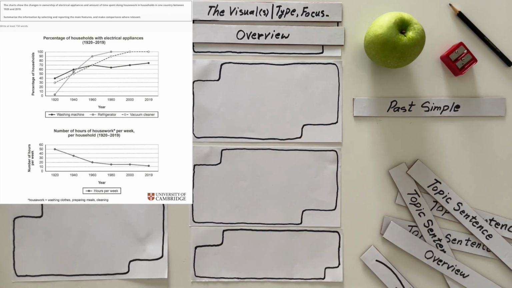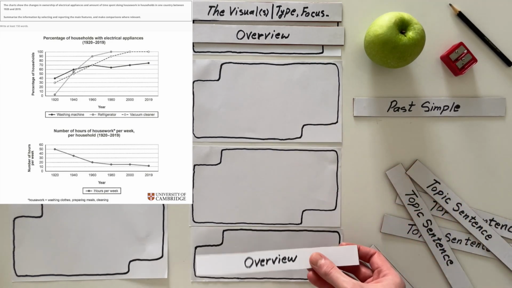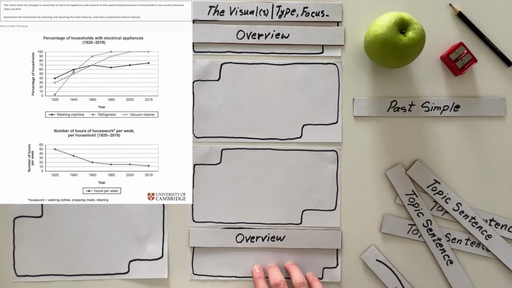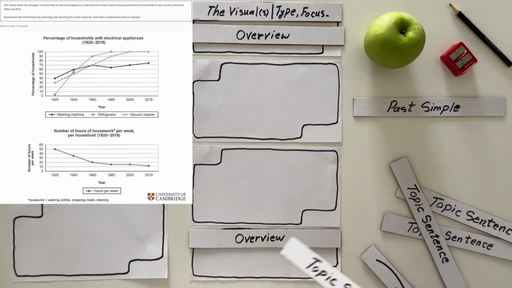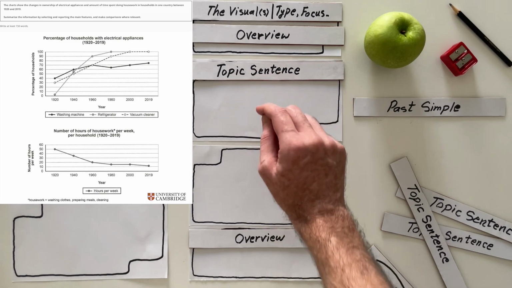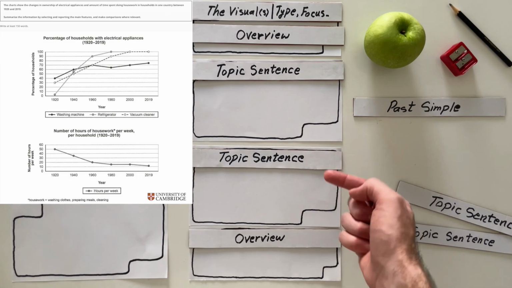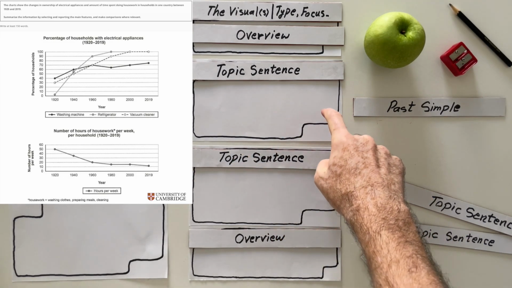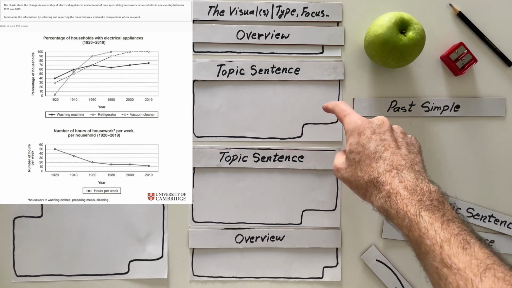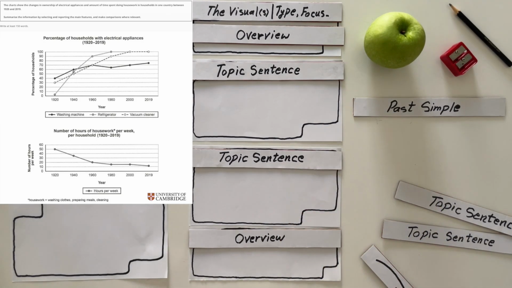I have another overview that I will talk and write later here as the last sentence. So what I'm going to say, this one is going to be for the first visual, and this one is going to be for the second visual. Make sure you make enough comparisons here, because here we don't have many comparisons to make.